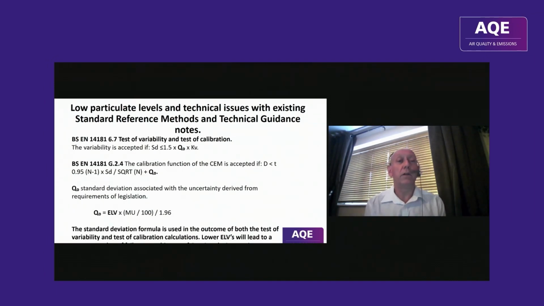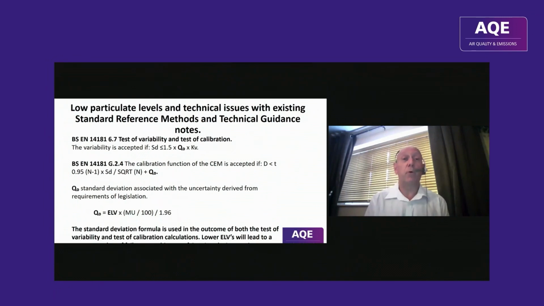BS EN 14181 6.7, test of variability and test of calibration, which is in section G.2.4. Both of these calculations use a standard deviation, which is derived from requirements in legislation. So the standard deviation formula is used in both the test of variability and the test of calibration calculations. Without question, lower ELVs, which form a big part of the standard deviation calculation, will lead to a greater number of failures on this part of the QAL2 and AST exercises.